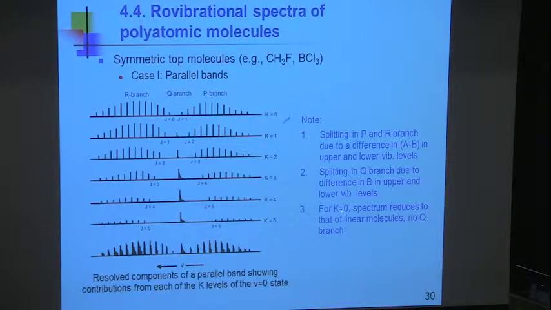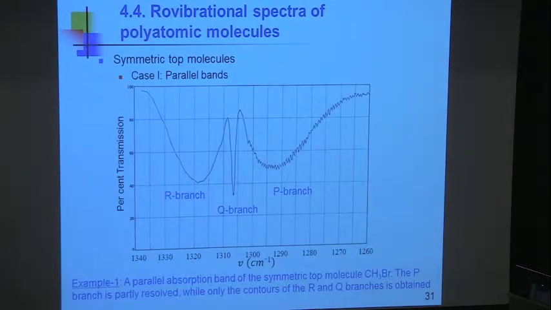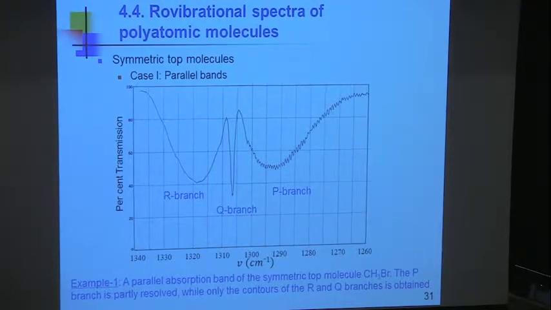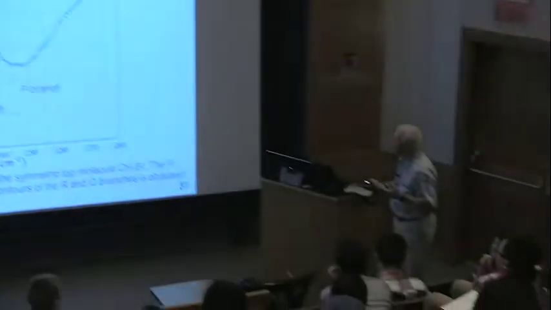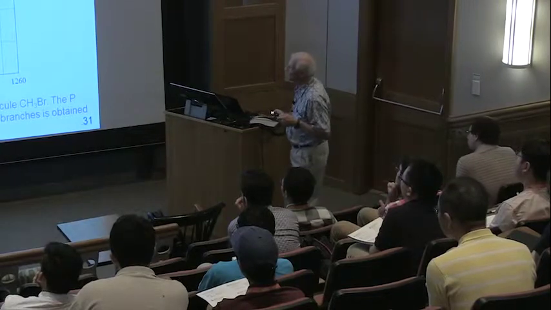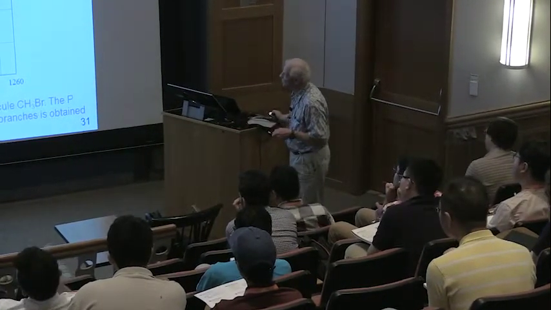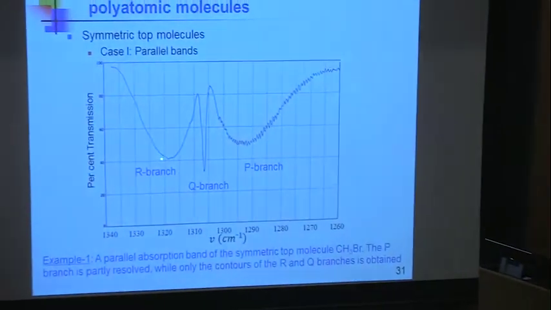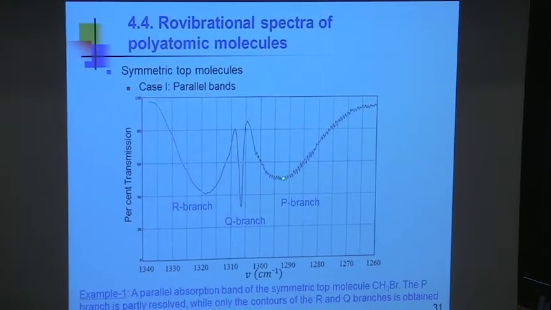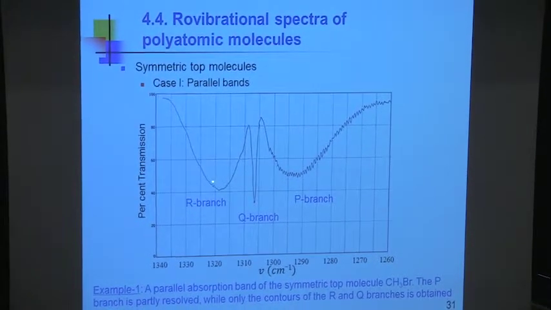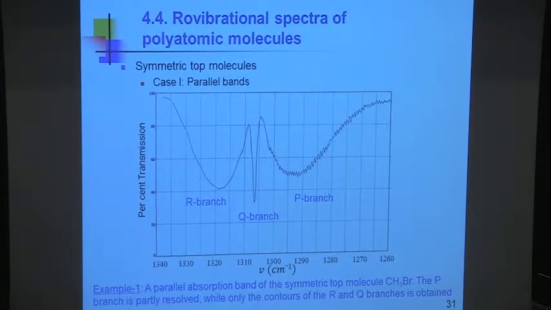There's a special case here. When K is 0, you go back to linear. So there's some simplifications. K cannot exceed J. Okay, here's an example. When I show you these examples, these were recorded on some sort of an instrument. It wasn't a laser. And so the resolution isn't good enough to see everything you'd like to see. But again, this is transmission, so absorption is going down. The R branch here, therefore, and the P branch, you can see the structure in the P branch. You cannot see it in the R, and here's the Q branch.